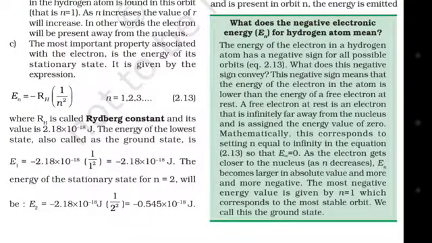See, the most important property associated with the electron is the energy of its stationary state. It is given by the expression E_n is equal to minus R_H into 1 by n square, where n is equal to 1, 2, 3 and so on. This is equation 2.13, where R_H is the Rydberg constant. Here is a new constant. Before this, we read Planck's constant, the one with the six, remember? 6.626 into 10 to the power minus 34.